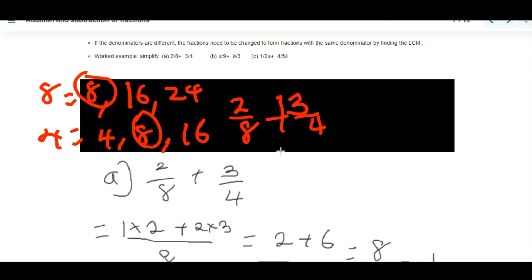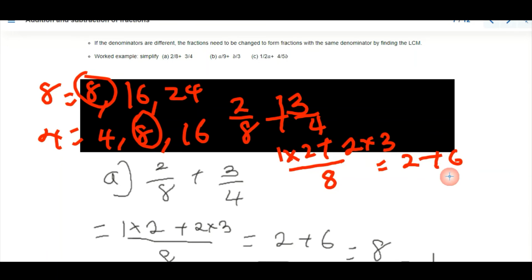Lowest, that's what we are picking. So our new denominator now is 8. 8 can go into 8 how many times? 1, multiplied by 2. How many times can 4 go into 8? That is 2. Then we multiply it by 3. Now 1 multiplied by 2 is 2. 2 times 3 is 6. So we have plus 6 over 8. So 2 plus 6 is 8. 8 divided by 8 will give us 1. So that is the solution to the first exercise that we have there.